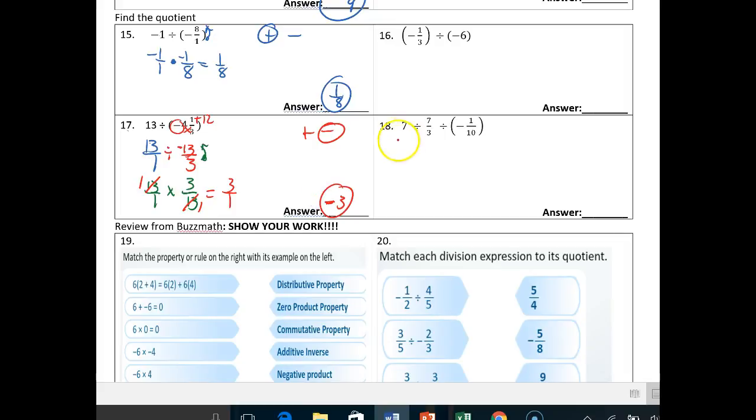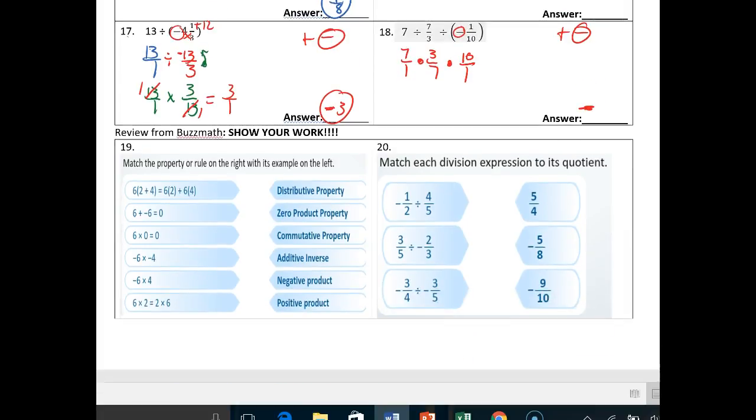Number 18, I'll help set up for you. So 7 over 1 times, we're flipping this, 3 over 7 times, we're flipping this, 10 over 1. We only had one negative sign. So our answer is negative, so put a negative in the answer column. I'll do number 19 with you because it goes over some properties that we have not done.